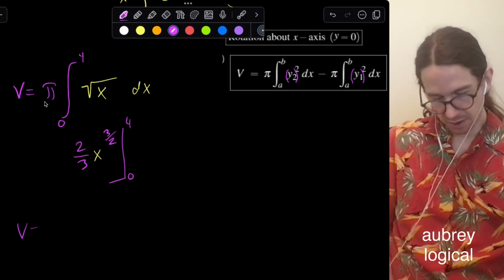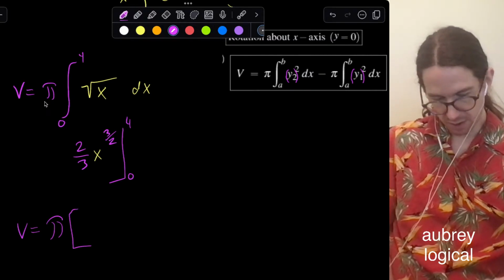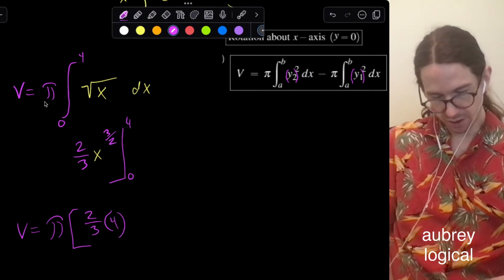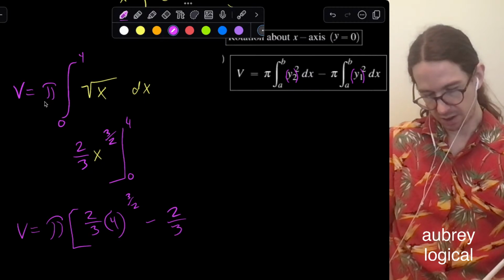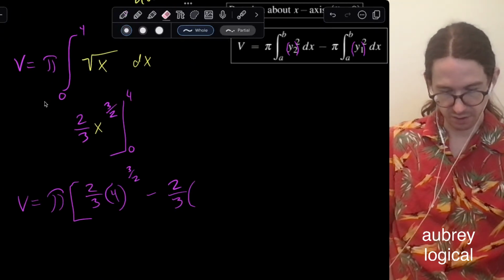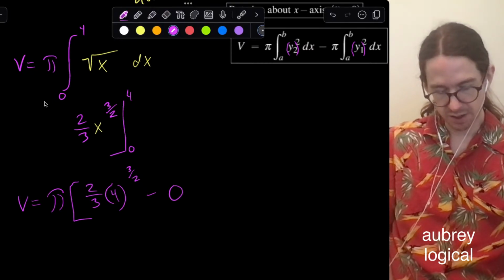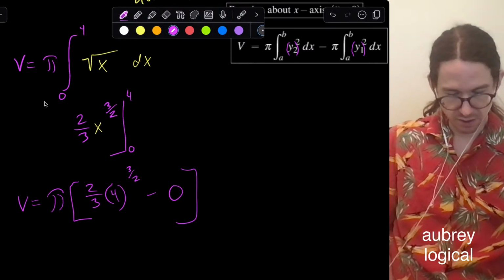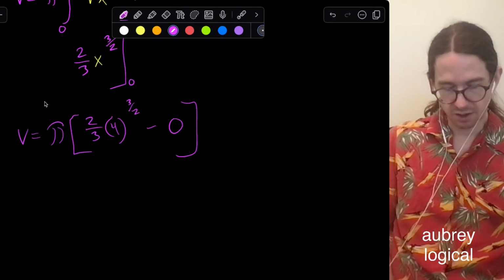Still keeping our pi out front for now, we've got 2/3 times 4 to the 3/2 minus 2/3 times 0. Okay, so we don't have to do anything because that's just going to become 0, because anything times 0 is 0, and 0 to any power is still going to be 0. So let's go ahead and plug in 4 to the 3/2.